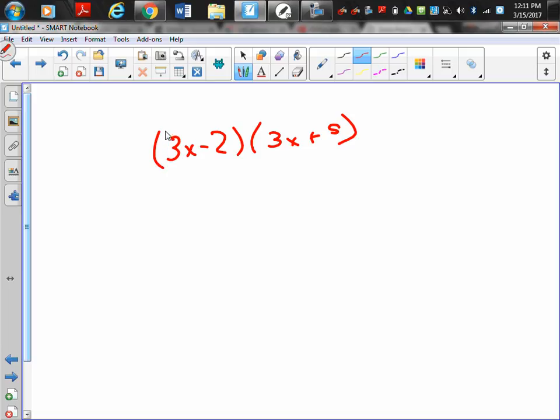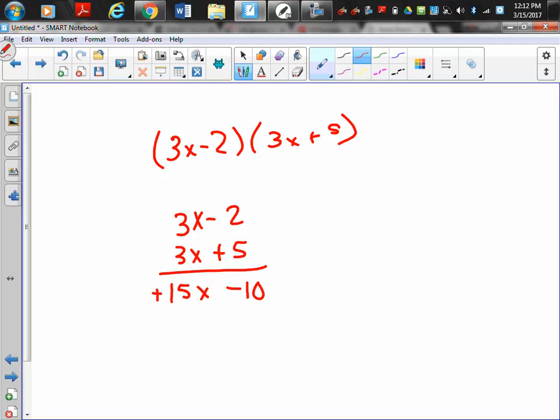So I said do 3x minus 2, 3x plus 5 on top of each other and multiply just like you would do normal 2 by 2 multiplication. 5 times negative 2 was negative 10. 5 times 3, 15x. And that's a positive.